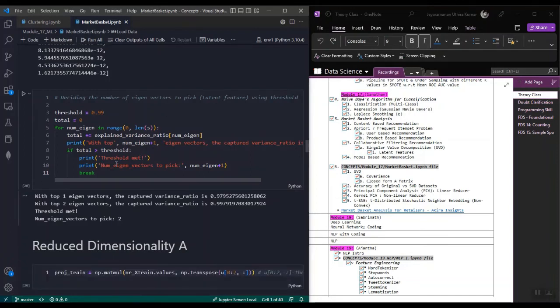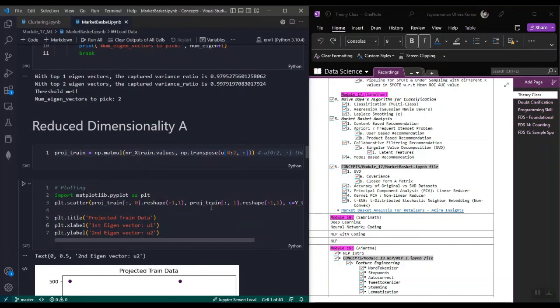That means from this method we just know that the top eigenvector has 91% of variance. If you add eigenvector 2 also, it becomes 99.7%. It means these two eigenvectors cover 99.7% of the data set. Okay, that means our number of eigenvectors is only 2. The two latent features are selected already.